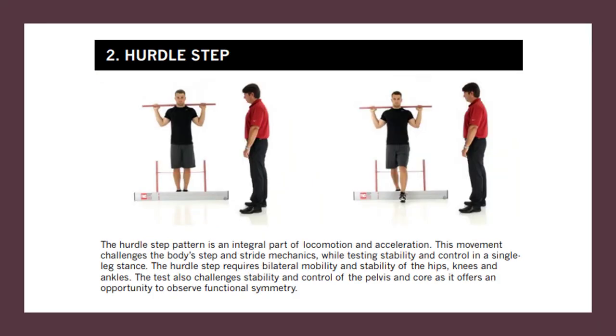The hurdle step pattern is an integral part of locomotion and acceleration. This movement challenges the body's step and stride mechanics while testing stability and control in a single leg stance. The hurdle step requires bilateral mobility and stability of the hips, knees, and ankles. This test also challenges stability and control of the pelvis and the core, as it offers an opportunity to observe functional symmetry.